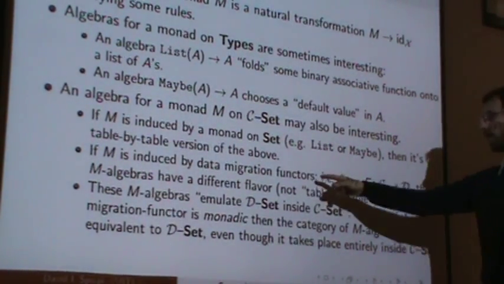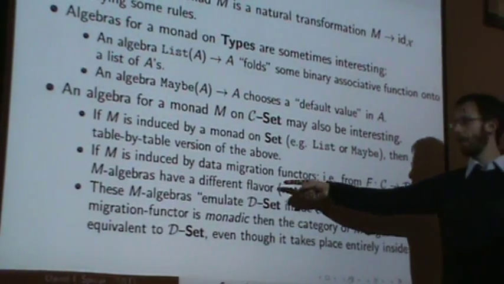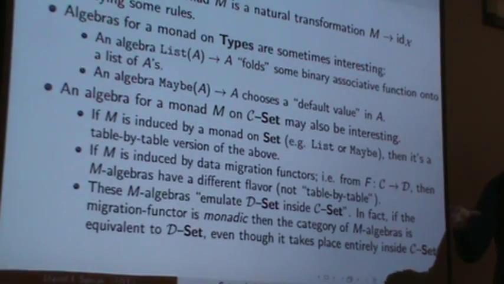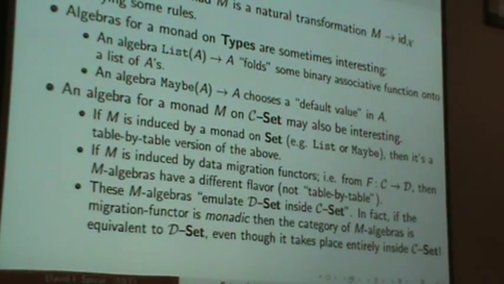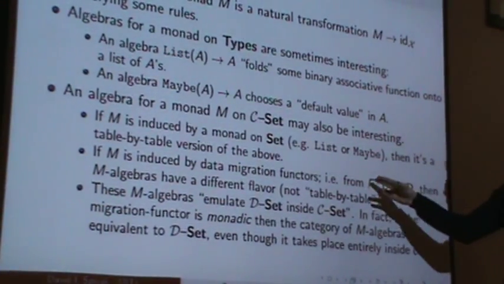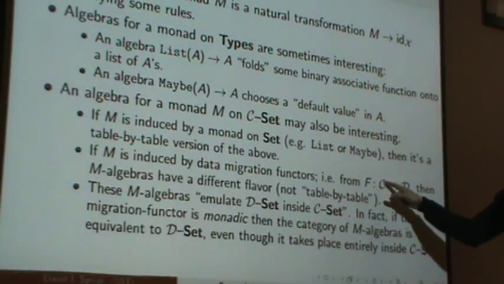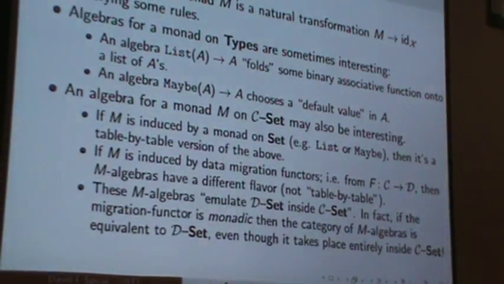If M is induced by data migration functors, like F taking C to D, then the M algebras have a different flavor. They're not table by table. It's more like this A union B thing is kind of, well. Anyway, these M algebras for this kind of thing emulate D set inside of C set in some sense.